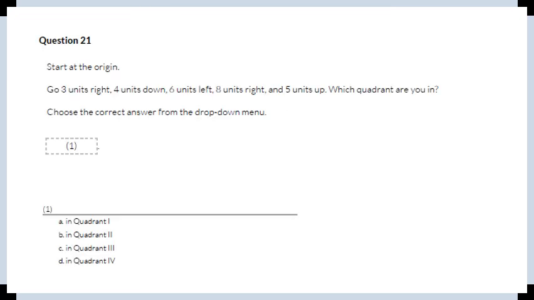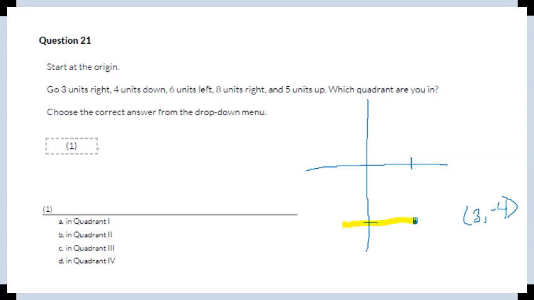Okay, so this one says start at the origin. And we're going to follow some directions. Okay, so we're going to go 3 units right, 4 down. So this will be at 3, -4. Okay, so now I'm going to use the highlighter. And we're going to move 6 units to the left. That's just going to go right here.